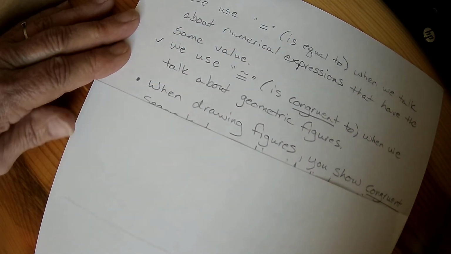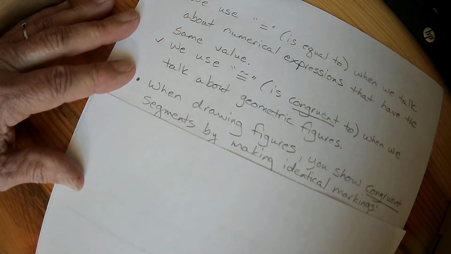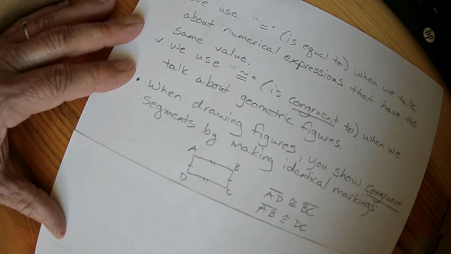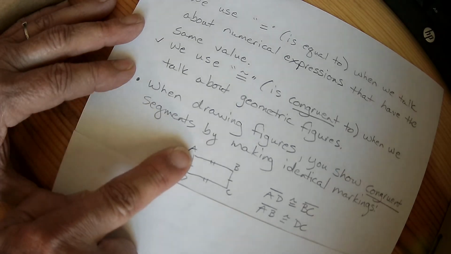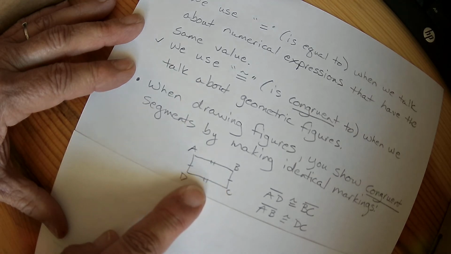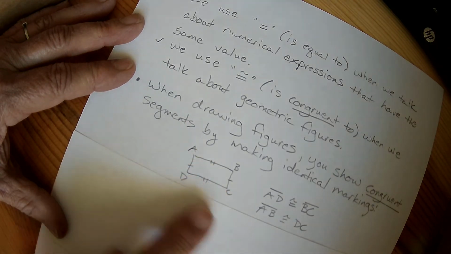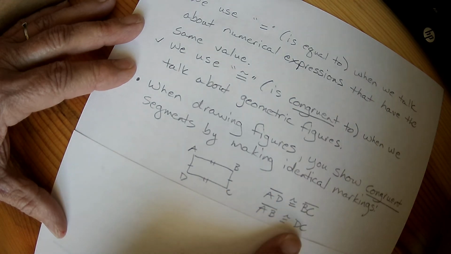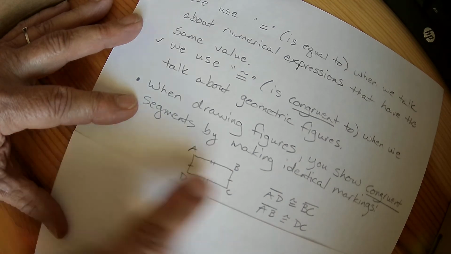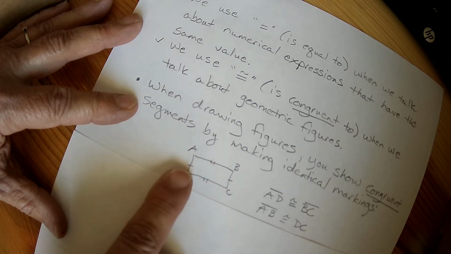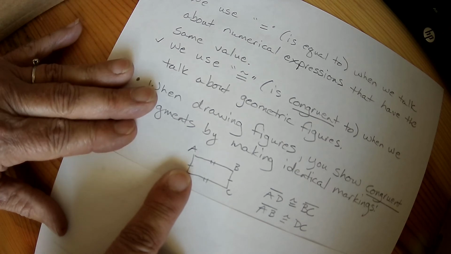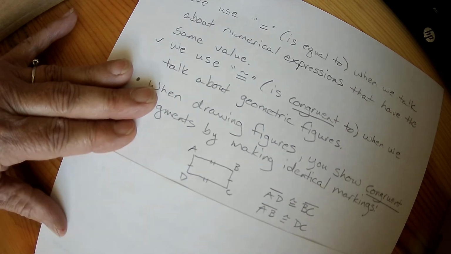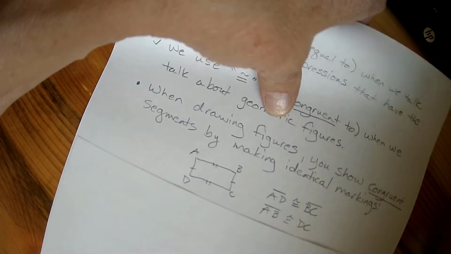When drawing figures, you show congruent segments by making identical markings. For instance, let's look at this figure. Because AB and DC both have the same two little hash marks, we know that AB is congruent to DC. And same with AD and BC, because they both have the same number of hash marks. Those two are congruent: AD is congruent to BC, and that's how you denote it in geometry.